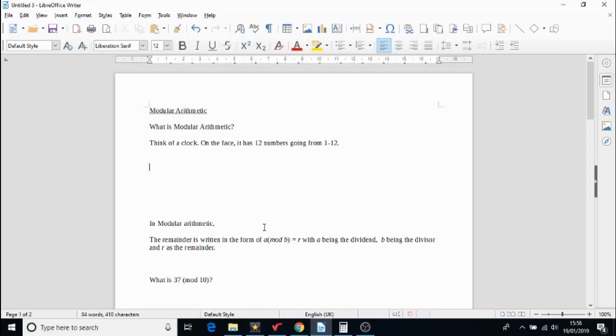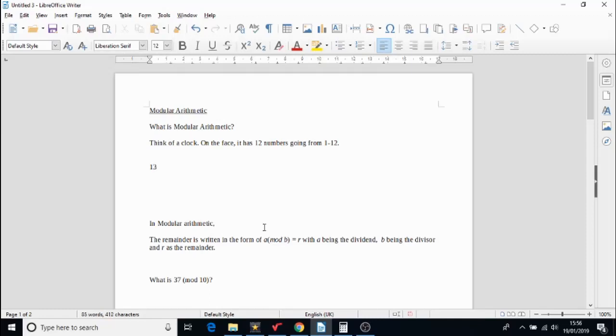For example, 13 o'clock wouldn't be 13 on the face of the clock, because there are only 12 numbers. So what would that become? It would become 1 o'clock, because I'll show you why.